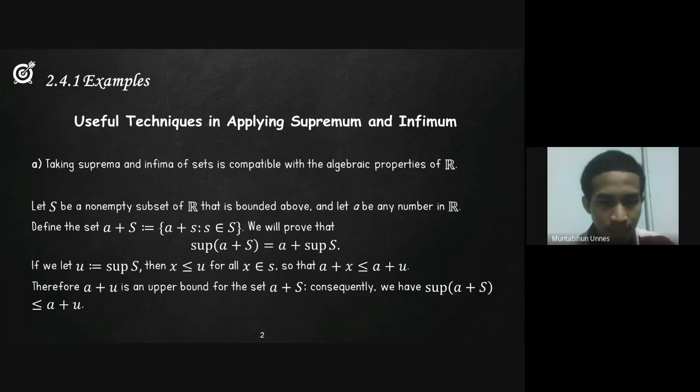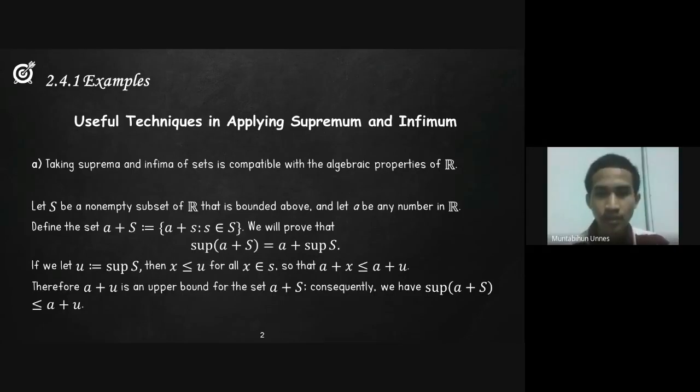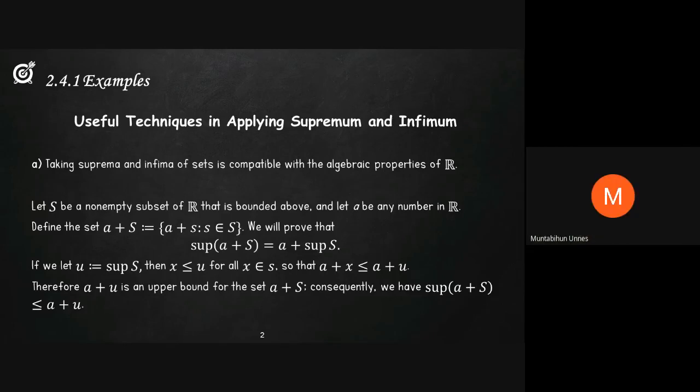So that a plus x is less than or equal to a plus u. Therefore, a plus u is an upper bound for the set a plus S. Consequently, we have the supremum of a plus S is less than or equal to a plus u.